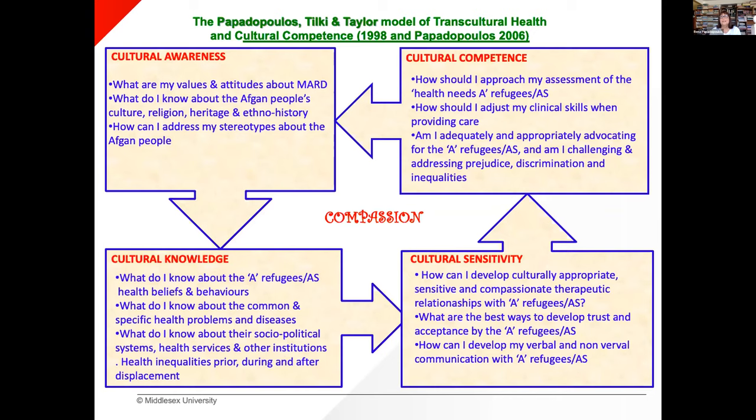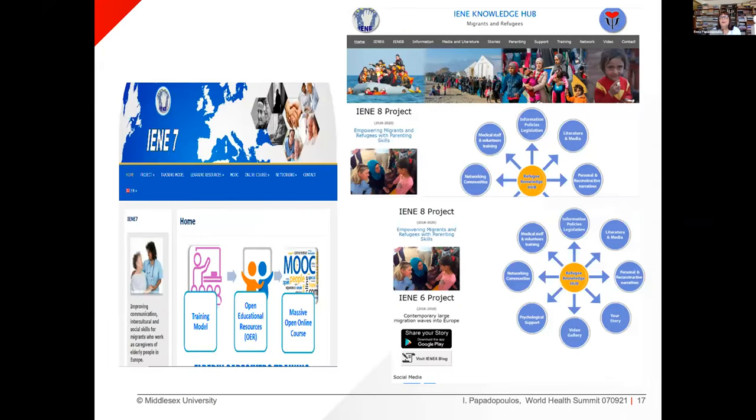So putting all those three constructs into practice is the cultural competent element, which is, in this case, we need to think about how do we adjust the assessment of health needs for these refugees? How do we adjust our clinical skills so that we can provide culturally sensitive, appropriate, acceptable care? And of course, if we identify any discrimination or any racism, we have to address it.